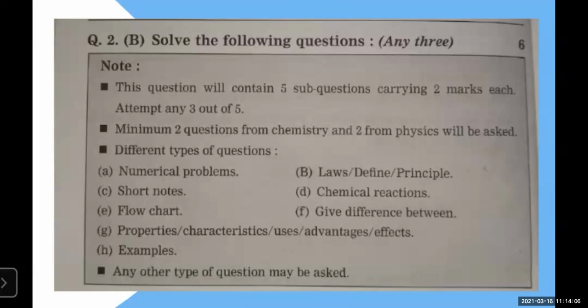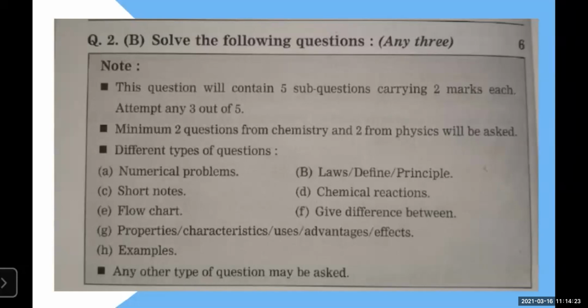Okay, and 1 will be from physics or chemistry. It depends on the paper setter. So 2 definitely will be from physics chapters, 2 from chemistry, and 1 will be from either physics or chemistry. So like that 5 questions will be there.